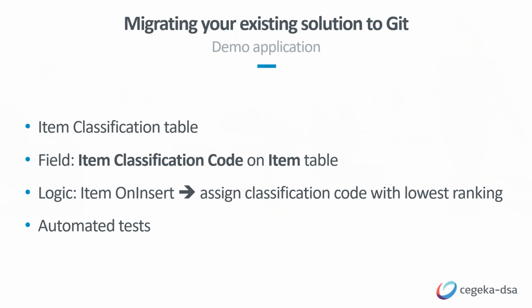I've added a field to the item table, the item classification code. Whenever an item is inserted, it will assign the classification code with the lowest ranking. And this behavior is validated by automated tests so that we're sure that it keeps working. And if I do development, the build will actually verify if everything is still fine.